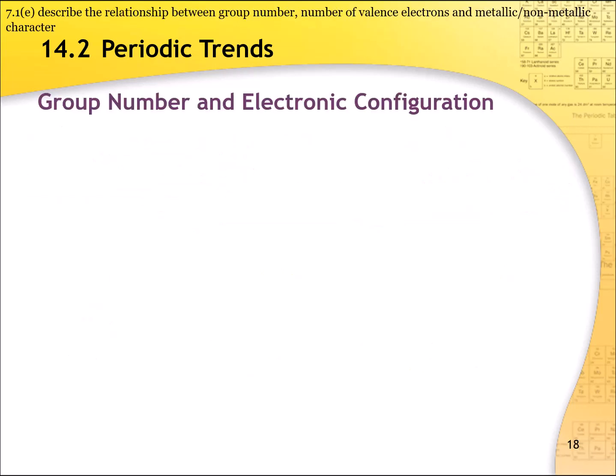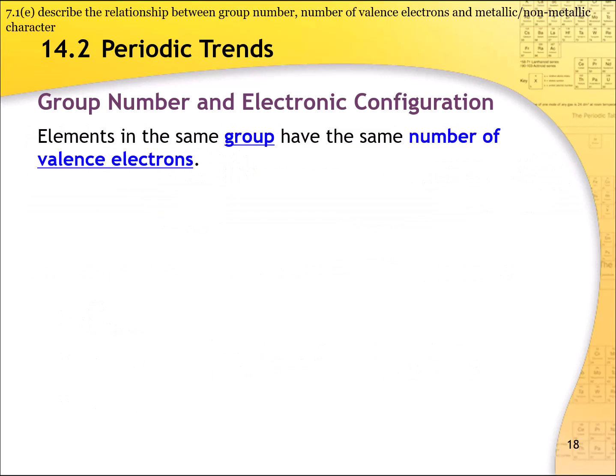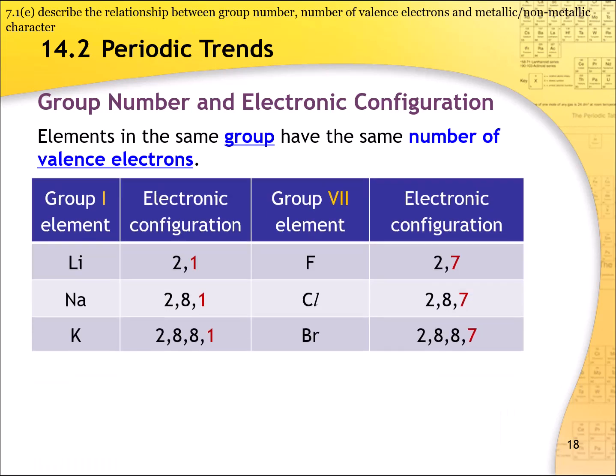Now next, group number and the electronic configuration. We know that the number of electron shells represents the period number. So how about the group? The group number is actually equal to the number of valence electrons. So if you look at the configuration here, for example for lithium, 2, 1.